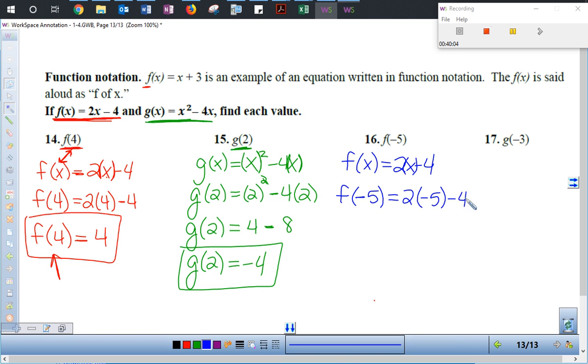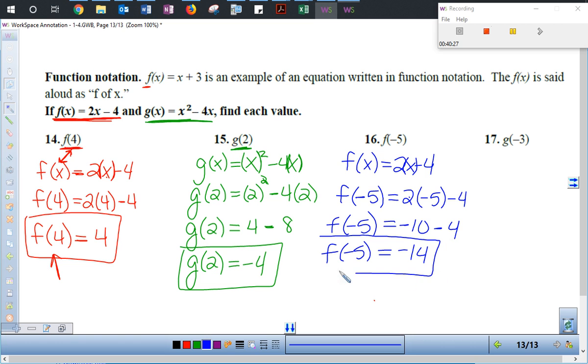Now, I can simplify this part over here. So I'm going to bring down my f of negative 5 equals 2 times negative 5 is negative 10. Bring down my minus 4. f of negative 5 equals negative 10 minus negative 4 is negative 14. Box your answers.